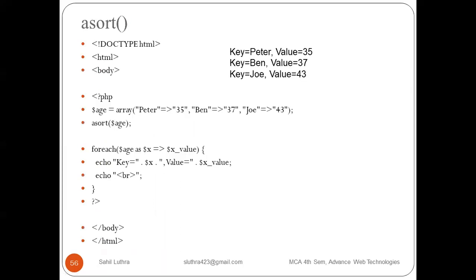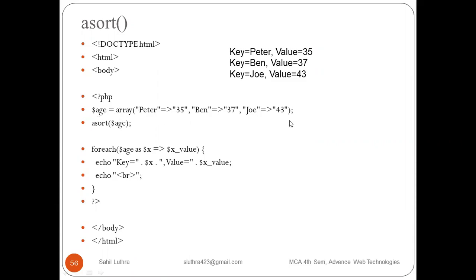After that, the next example is asort array. Basically, you know that asort array is going to sort your array in ascending order according to your values. So first of all, we have to create an array. Here we are going to create a variable: dollar age equals to array. Here the array keyword will come.